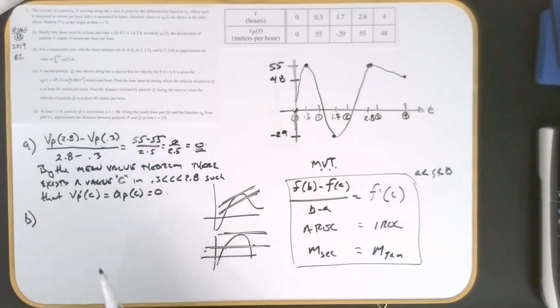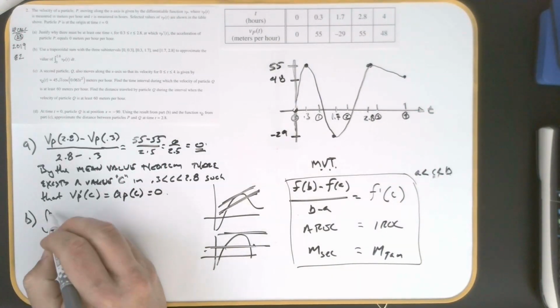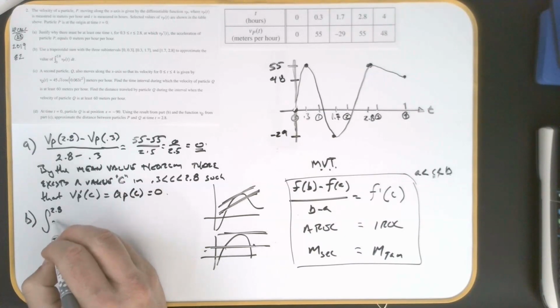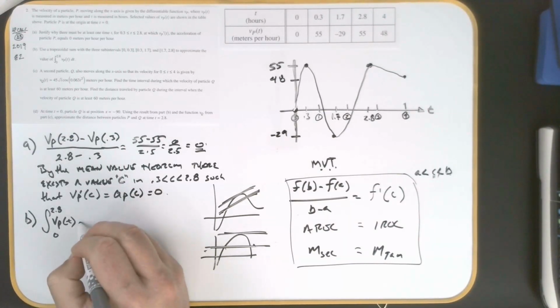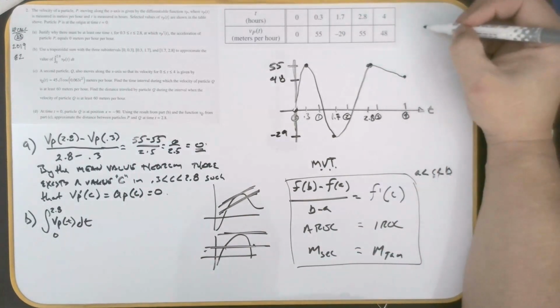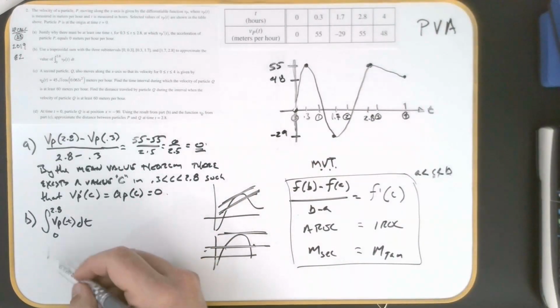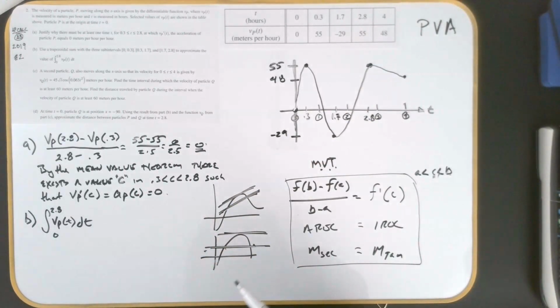Let's look at part B. Part B says, use a trapezoidal sum with 3 subintervals to approximate the value of this integral. So we're integrating from 0 to 2.8 the velocity function. So remember, the integral of velocity is equal to position. I'm actually going to put that up right here. Okay, so we're actually estimating the change in position here from 0 to 2.8.